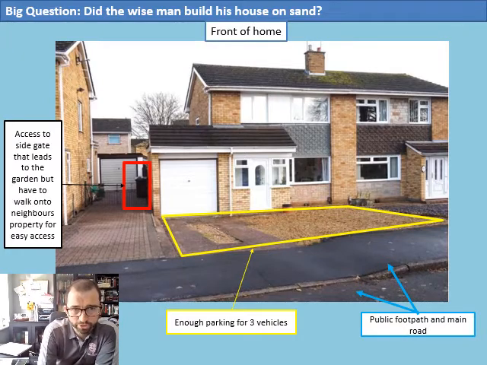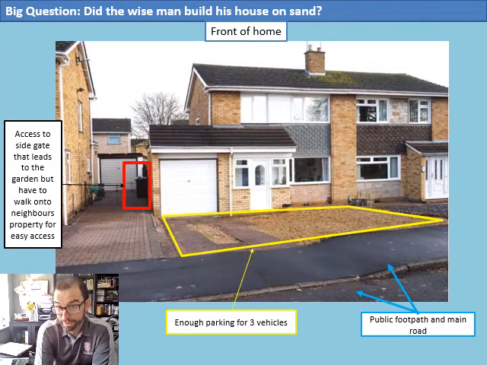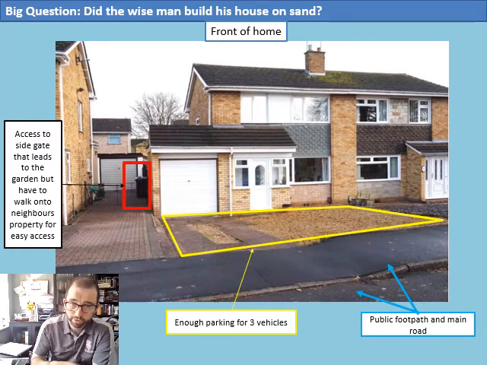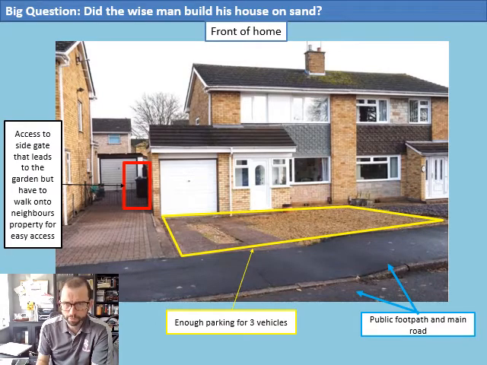So access to the side gate that leads to the garden, but you have to walk onto the neighbour's property for easy access. So you need to get an agreement with the neighbour. I hope that's the neighbour they like, and not the other side they don't like. Enough parking for 3 vehicles, so plenty of parking there, so that's okay. But I think there might be a problem with the side.